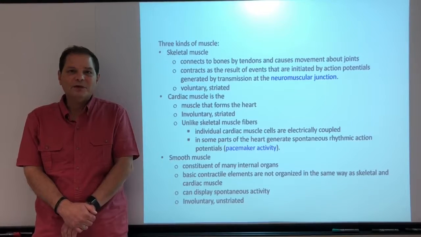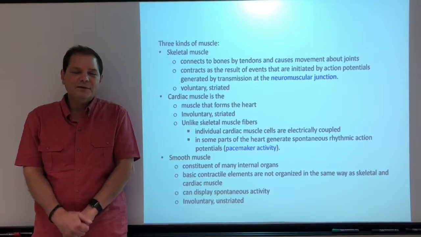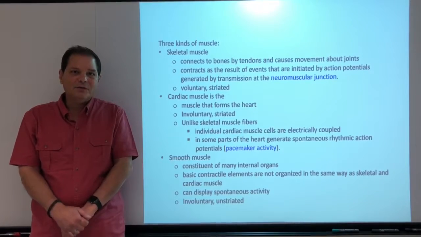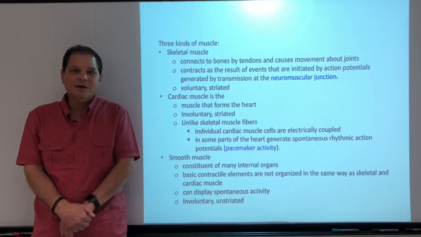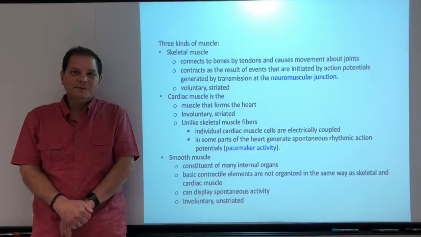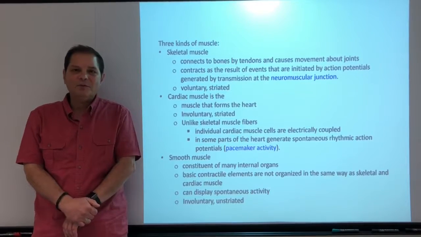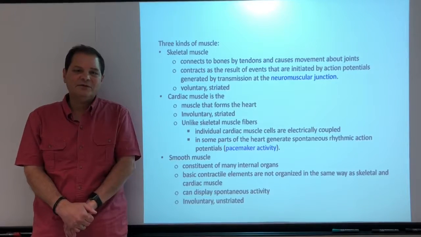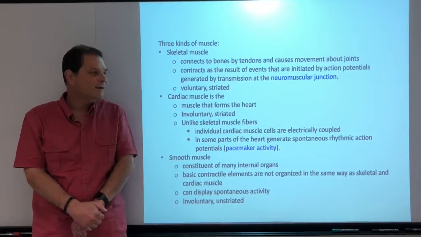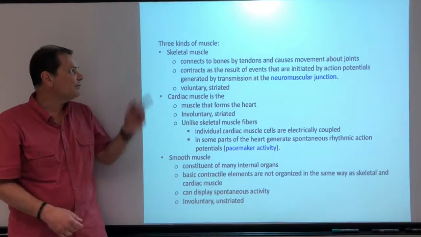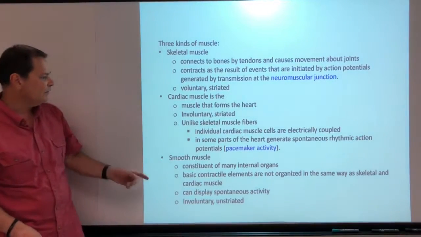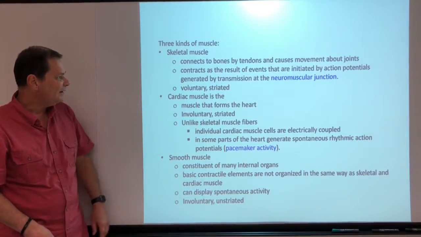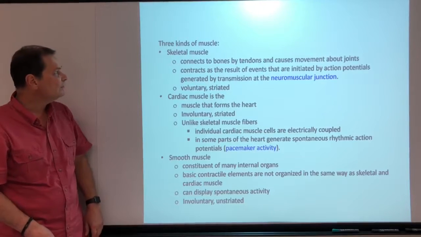This will be your first lecture on a lesson on muscle in general. So I'll be doing a little bit of introducing muscle and covering some of the general aspects of how muscle works, along with the things that are specific to the cardiac muscle. So first of all, there are three kinds of muscle: skeletal muscle, cardiac muscle, and smooth muscle.